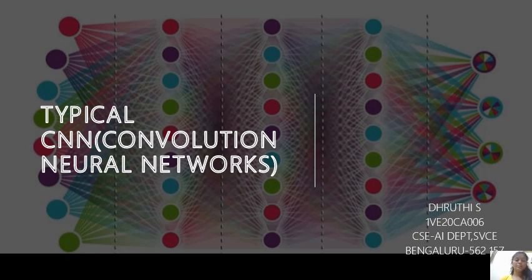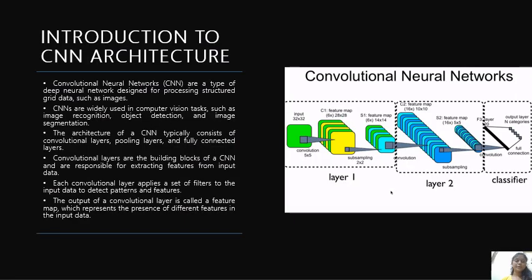Today, I will give a small presentation on typical CNN. CNN refers to convolutional neural networks. Let's move to the introduction of a typical CNN. Introduction to CNN architecture.